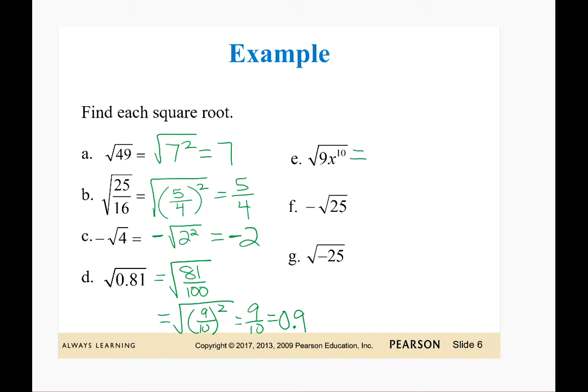All right, if you have a radicand that has variables, this works exactly the same way. It's just a little bit challenging because you can't just think about the numbers. Let's look at the number first. 9. 9 is a perfect square, right? That is 3 squared. Okay, x to the 10th.